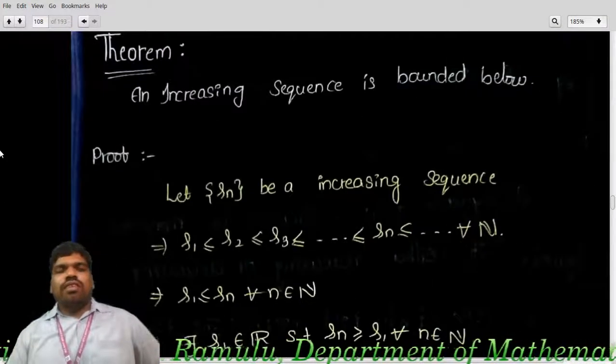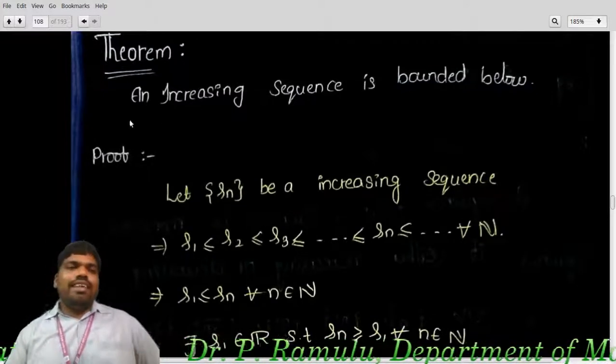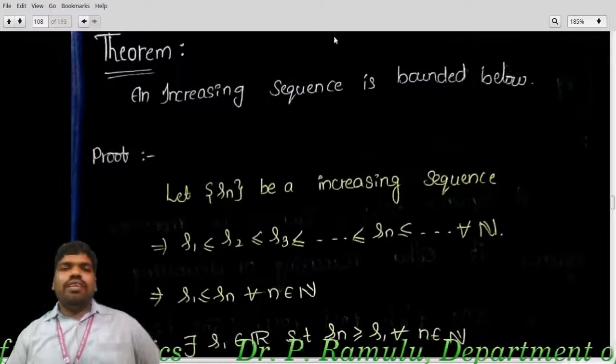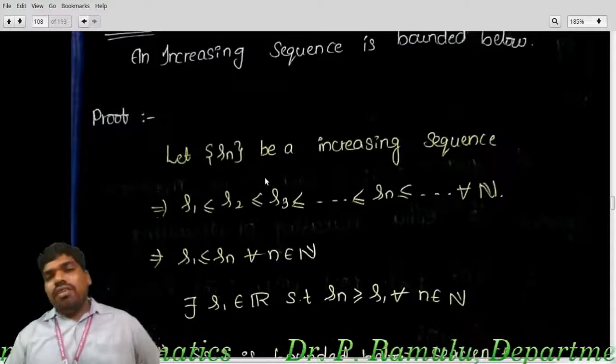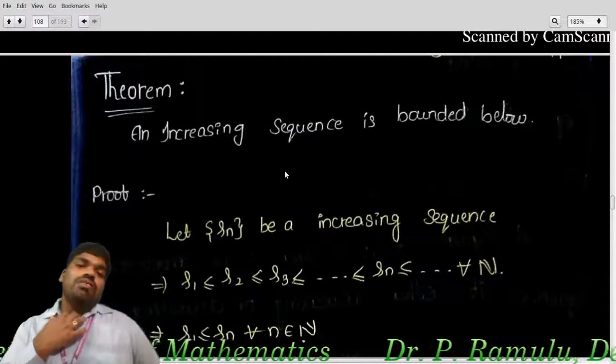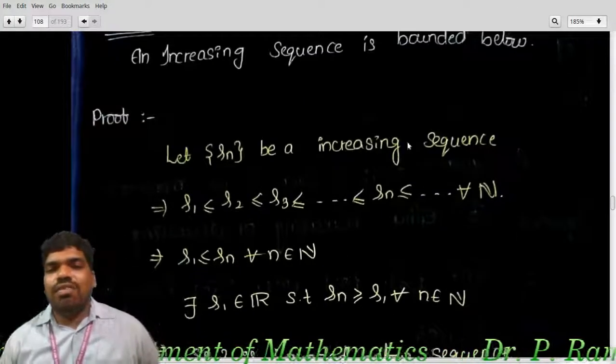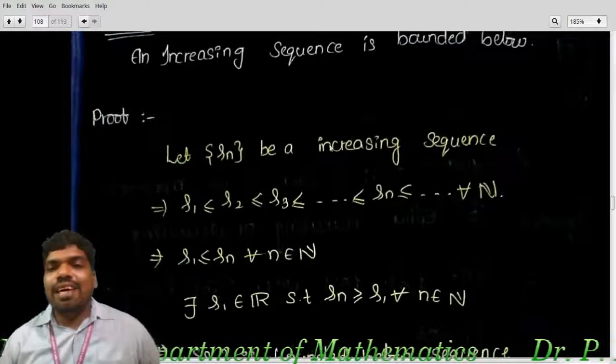Theorem: an increasing sequence is bounded below. Let Sn be bounded below, nothing but it has a lower bound. The sequence has a lower bound. Simply you have to remember. We know that Sn is an increasing sequence.